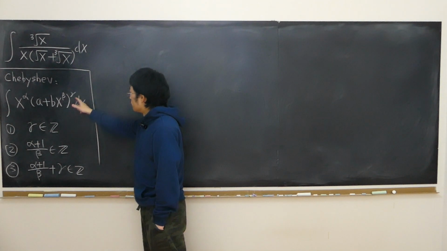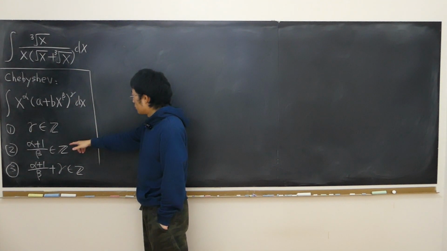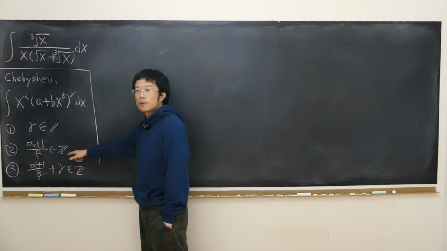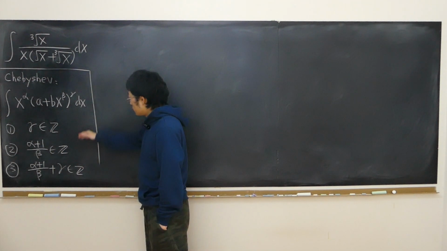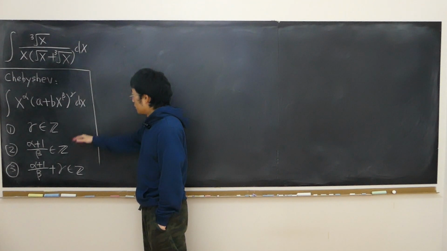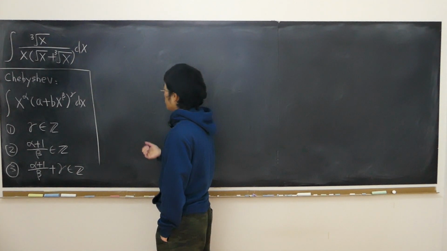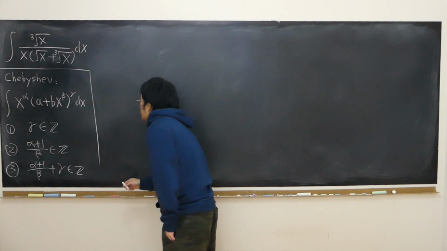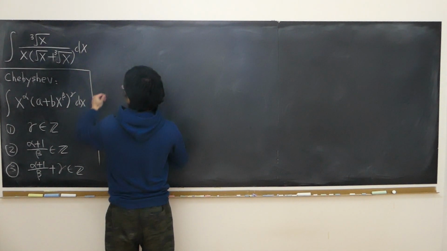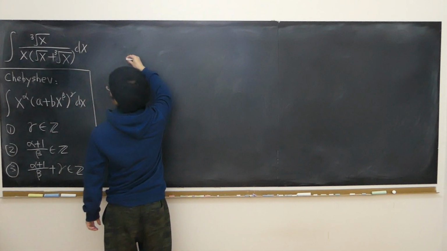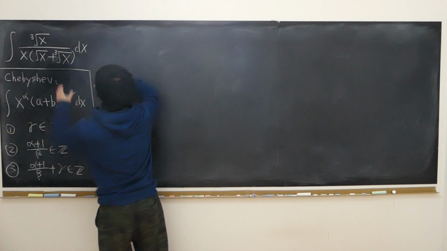Case number one: if gamma is an integer, or alpha plus 1 over beta is an integer, or alpha plus 1 over beta plus gamma is an integer. If any one of those conditions is met, then we're fine. So first of all, let's rewrite our integral into this form and see if we can do that. Let's call it I.